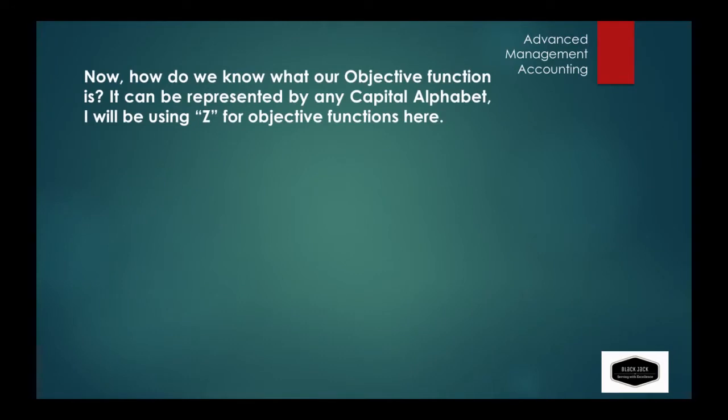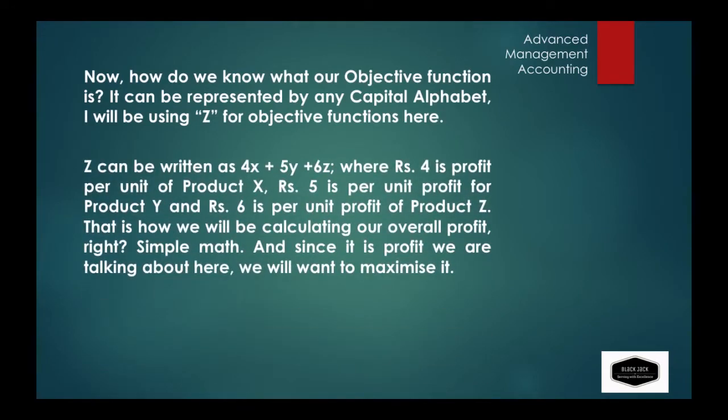Now, how do we know what our objective function is? It can be represented by any capital alphabet. I will be using capital Z for objective functions here. Z can be written as 4x plus 5y plus 6z, where rupees 4 is profit per unit of product x, rupees 5 is per unit profit of product y, and rupees 6 is per unit profit of product z.